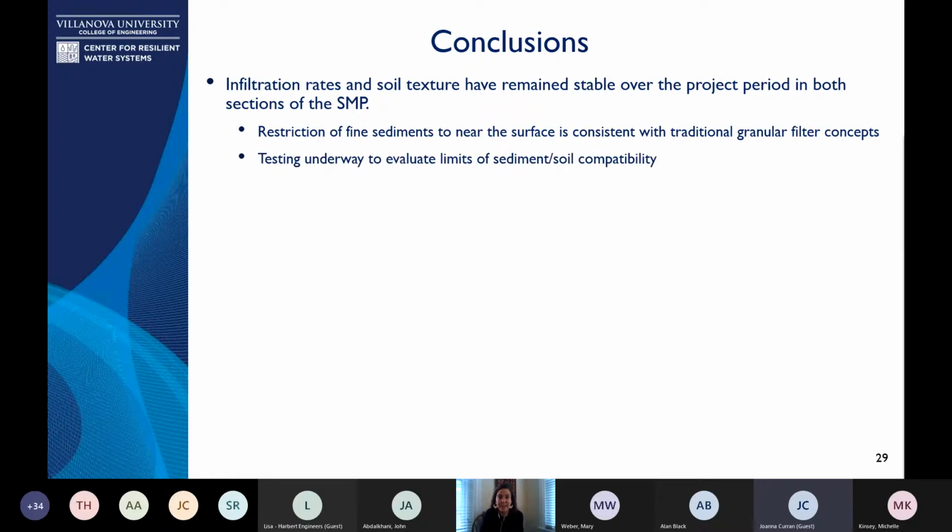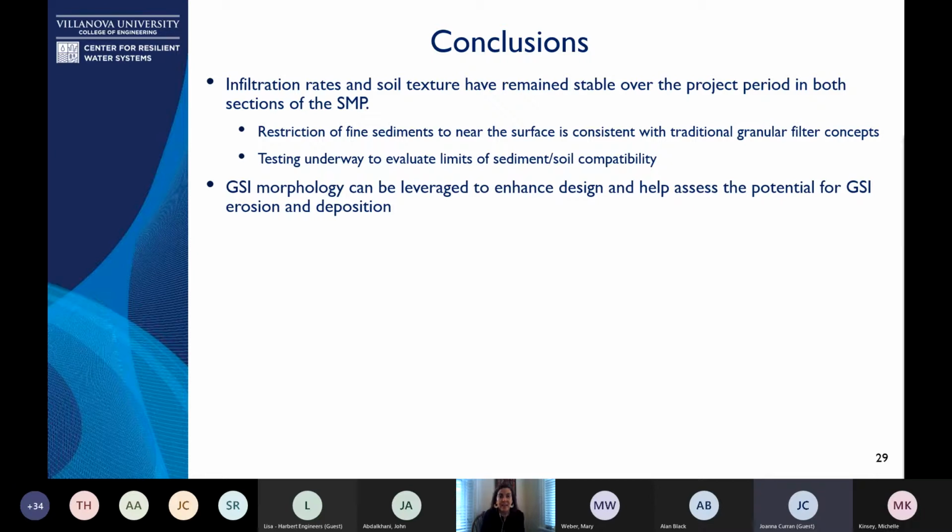Testing is currently underway to evaluate the limits of that sediment soil capability. So we're running a whole bunch of different tests to see exactly where we can clog the soil. So if you're designing a GSI that's draining a parking lot, should it look the same as the GSI that you're designing for a highway? What should your media specs look like?